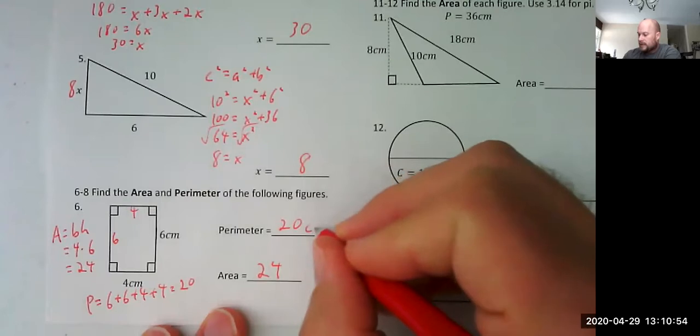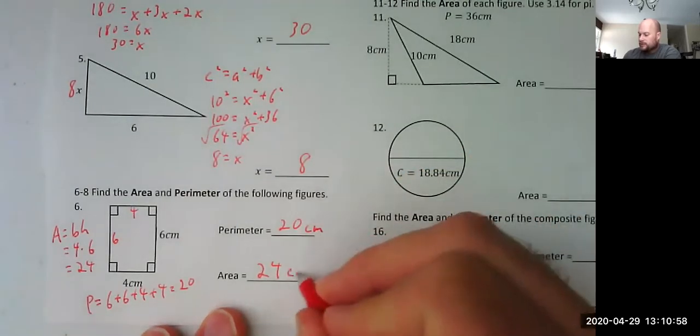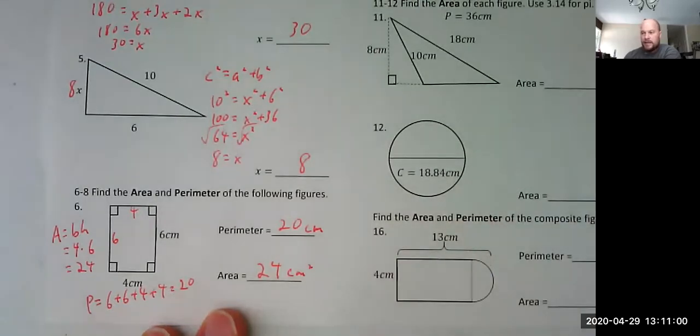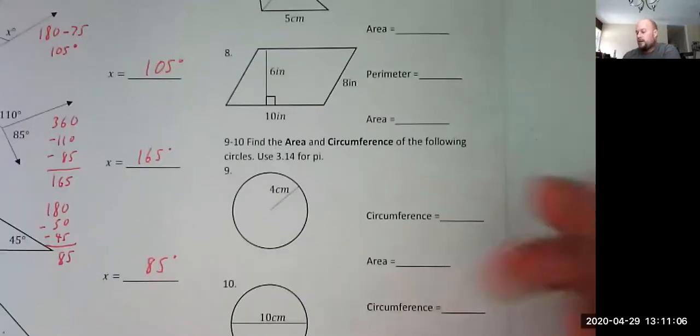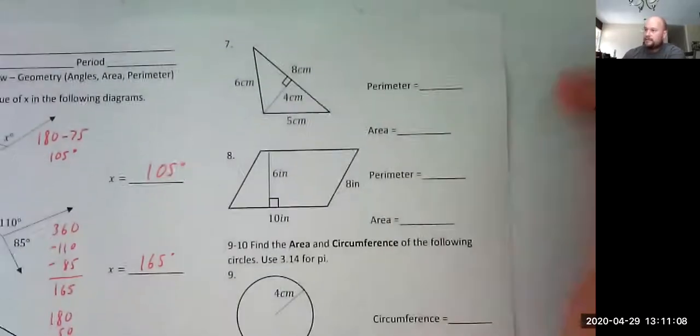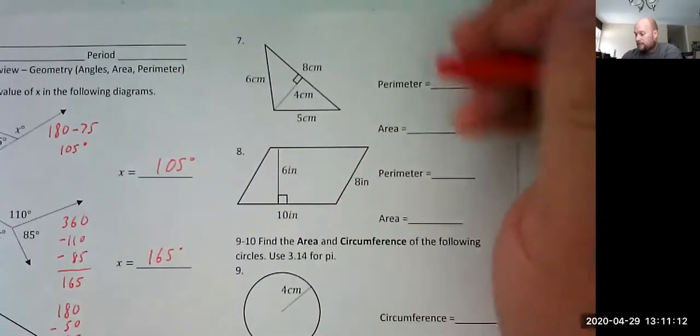But if you did have to include units, perimeter would be in normal units, centimeters, whereas area would be in centimeters squared. Again, not going to be putting units on the test, only numerical values, and I say that for every single question. All right, number 7, we have, again, area and perimeter.